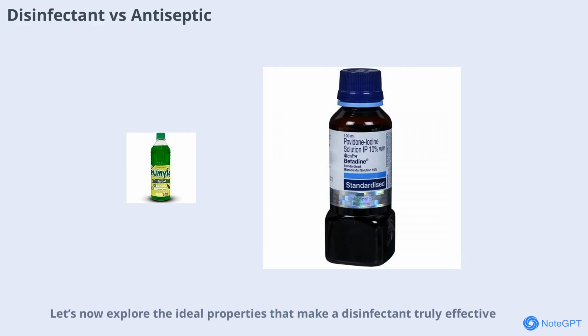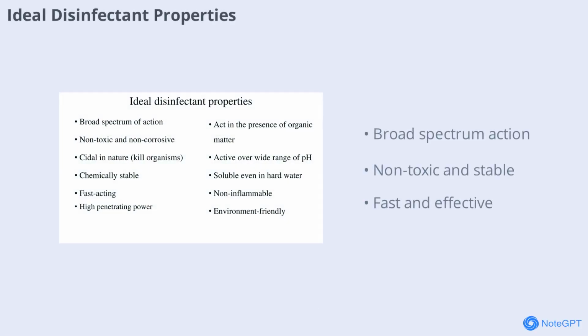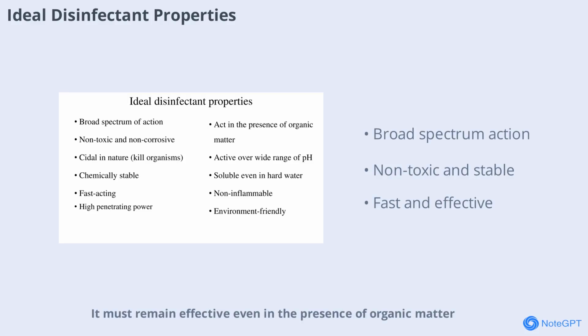Let's now explore the ideal properties that make a disinfectant truly effective. An ideal disinfectant should have a broad spectrum of action, meaning it can target a wide range of microorganisms. It must remain effective even in the presence of organic matter, be non-toxic and non-corrosive, and work across a wide pH range. Other important properties include being cytokilling organisms, soluble in hard water, chemically stable, fast-acting, non-inflammable, and environmentally friendly. High penetrating power ensures it reaches all surfaces, making it reliable in various settings.